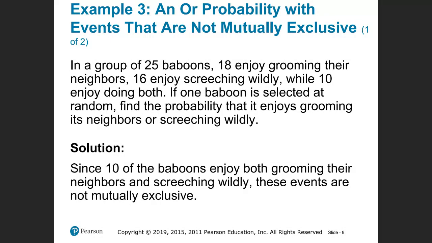Example 3, or probability with events that are not mutually exclusive. In a group of 25 baboons, 18 enjoy grooming their neighbors, 16 enjoy screeching wildly, while 10 enjoy doing both. If one baboon is selected at random, find the probability that it enjoys grooming its neighbors or screeching wildly. Here's the solution. Since 10 of the baboons enjoy both grooming their neighbors and screeching wildly, these events are not mutually exclusive.